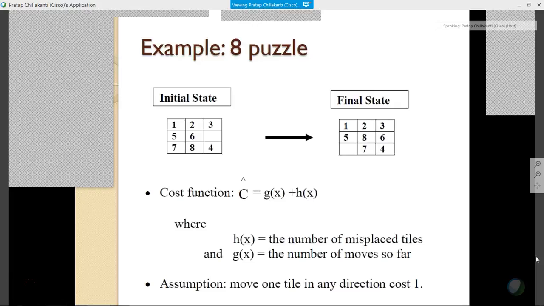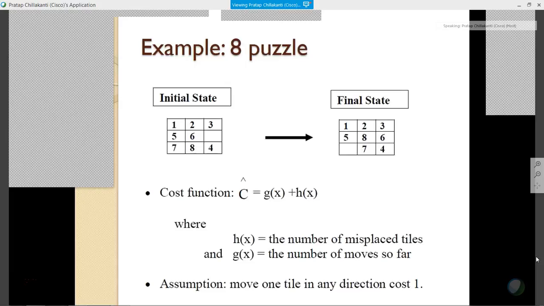Okay. Now what this is showing is, your initial state is you have 1, 2, 3, 5, 6, and 7, 8, 4. The trick is to come to that final state. I'm not showing the final state which is solved, okay? I'm showing that final state, whatever it is. I want the numbers to be 1, 2, 3, 5, 8, 6, and 7, and 4.